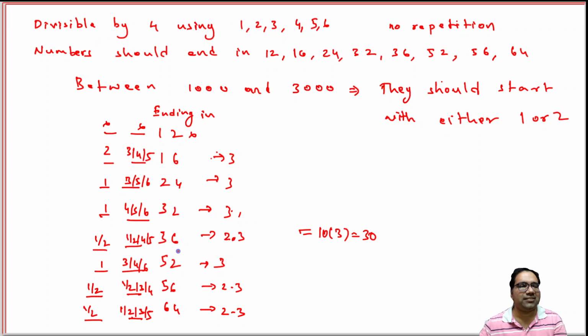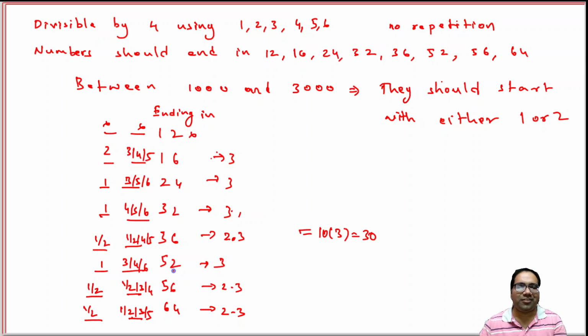Now, if the last two digits are 36, we have covered all these cases. If the last two digits are 36, then for the first digit we can use 1 or 2. That means we have two options here. If we have used 1, then we'll have 2, 4, 5. If we had used 2, then we'll have 1, 4, 5 options here. So that means two options here and three options here. That is 2 into 3.